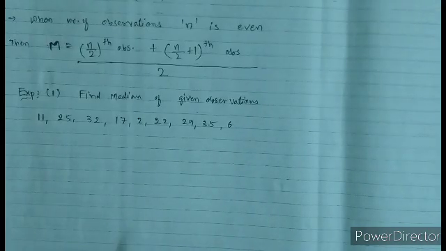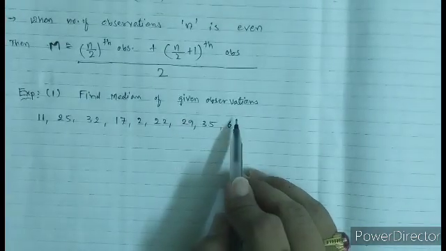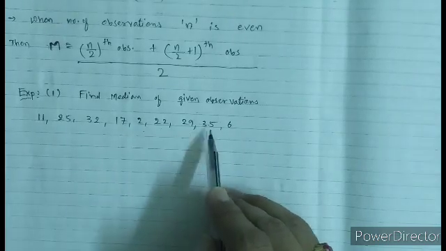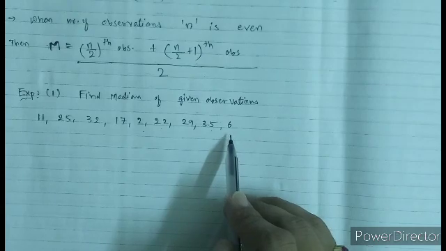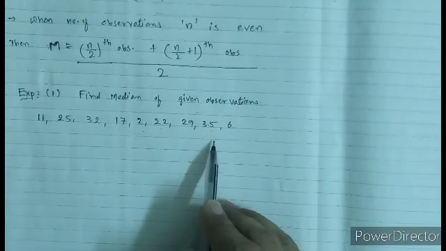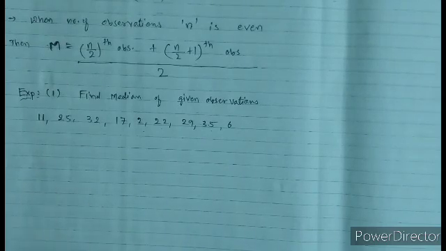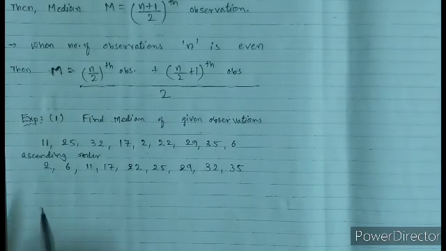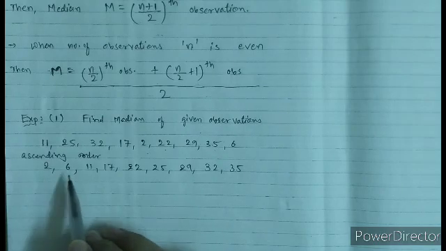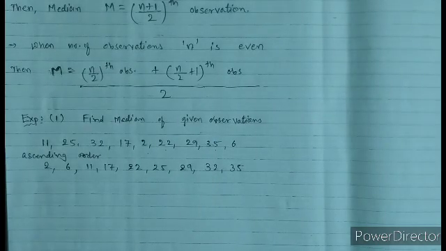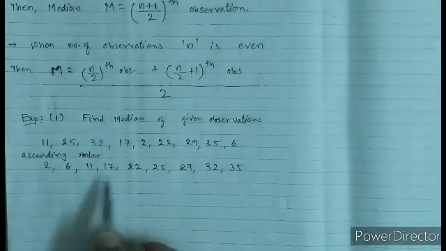Example 1 is: find the median of the given observations. Here the observations are given: 11, 25, 32, 17, 2, 22, 29, 35 and 6. When we have to find the median of ungrouped data, the first thing we need to do is arrange the given observations in either ascending order or descending order. Do it yourself. So the ascending order of these given observations will be 2, 6, 11, 17, 22, 25, 29, 32 and 35.